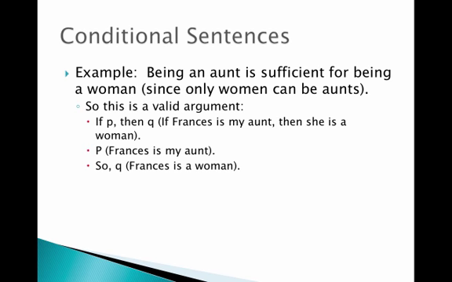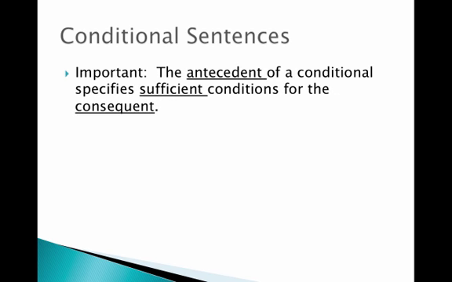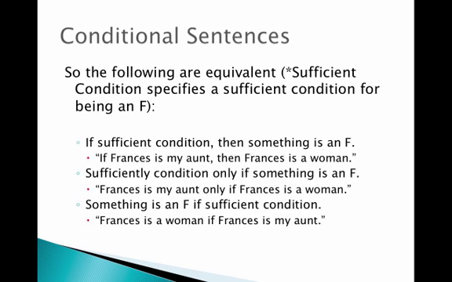Sometimes it's best to just bombard you with examples. So here's another important point. The antecedent of a conditional specifies the sufficient conditions for the consequent. So then the following would be equivalent, where a sufficient condition specifies a sufficient condition for being an F. If sufficient condition, then something is an F.